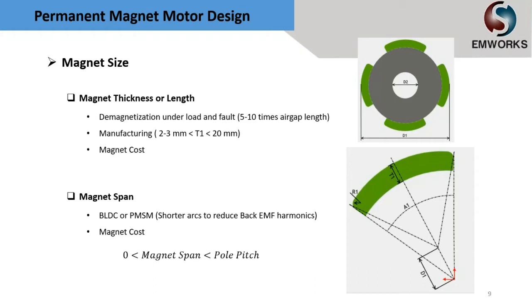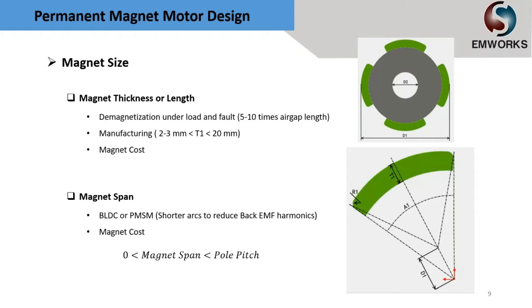According to electrical machine design reference books, a magnet thickness of 5 to 10 times the air gap length is a good choice to avoid demagnetization. Another point regarding magnet thickness selection is the manufacturing issue. The thickness of the magnet available in the industry varies between 2 to 3 millimeters up to 20 millimeters, so we have to respect this limitation.